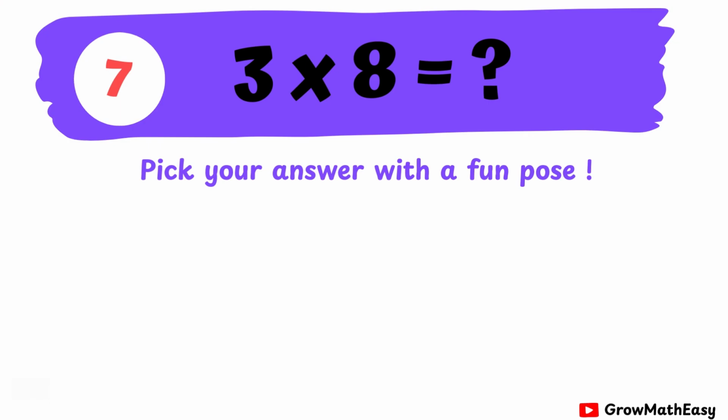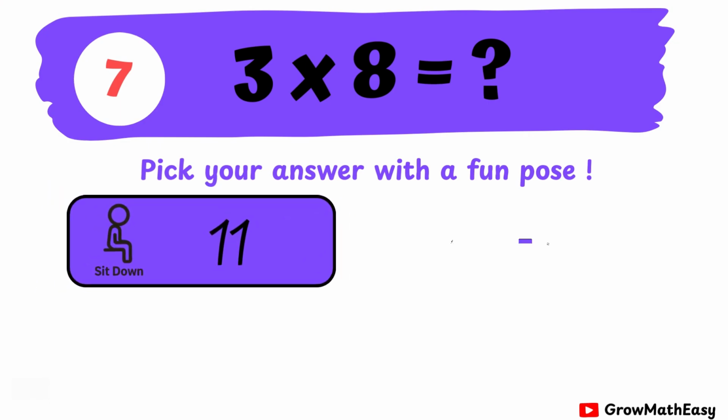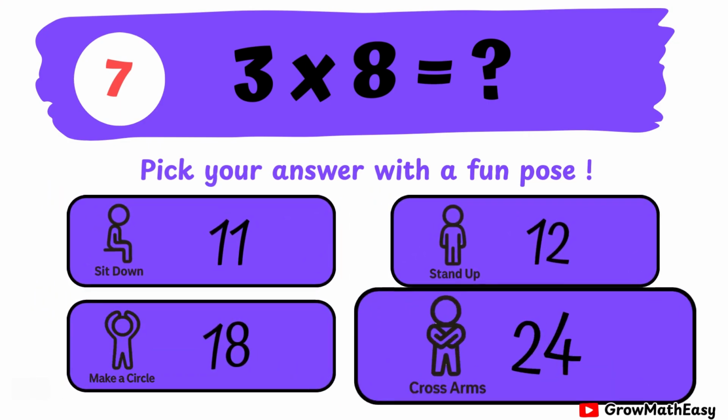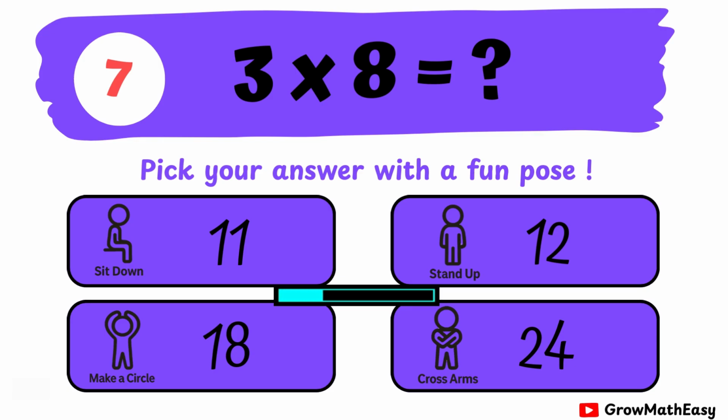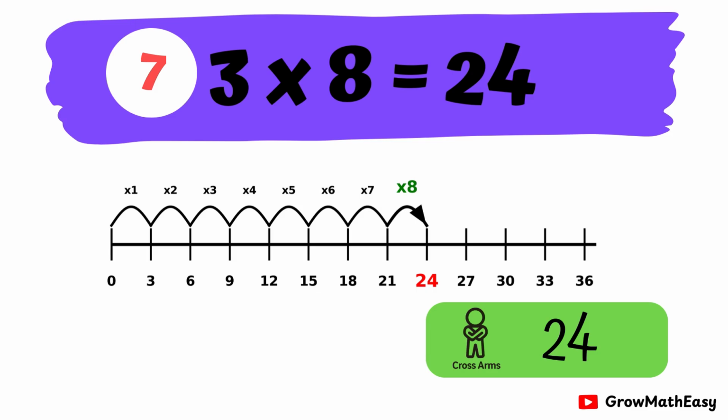What is 3 times 8? 24. Cross your arms. 3 times 8 is 24. You can see the multiples of 3 on the number line.